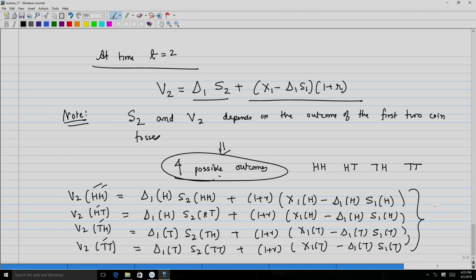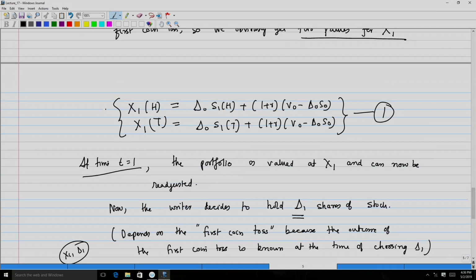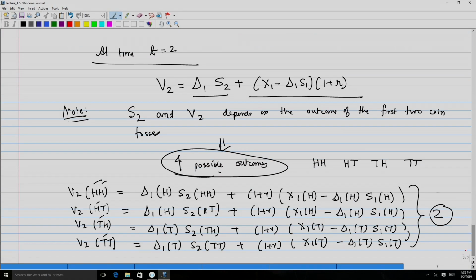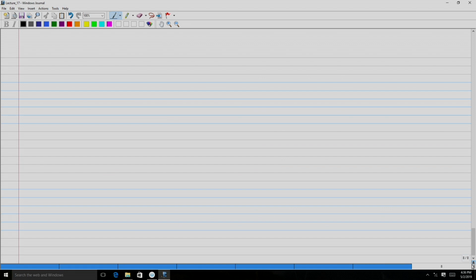So, I call this set of equations equation 2. Remember what was equation 1? Equation 1 was basically the portfolio valuation at the end of time t equal to 1. So, this is one set of equations, and this is the second set of equations. Equation 2 is the portfolio values which must match V2 in all cases at time t equal to 2. So, in equation 1 we had 2 equations, and in equation 2 we had 4 equations. So, these two sets give a total of 6 equations.